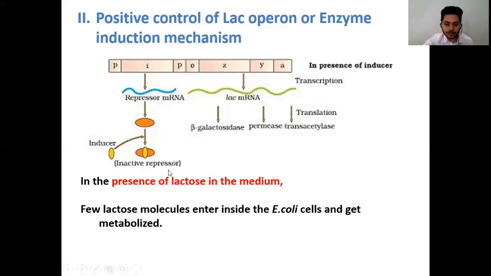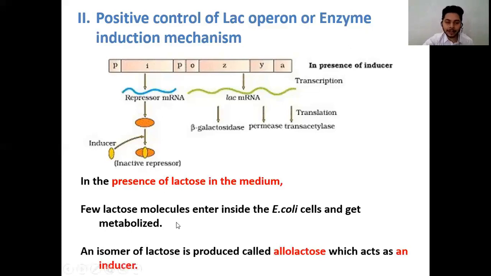So these lactose molecules begin to get metabolized, and during this pathway of metabolism of lactose, an isomer of lactose is produced, which is called allolactose. So within the pathway of lactose metabolism, an isomer of lactose is produced in between, which is called allolactose. And this allolactose plays a very important role because here it is going to act as an inducer. So here this yellow colored oval thing is called your inducer, which is your allolactose.